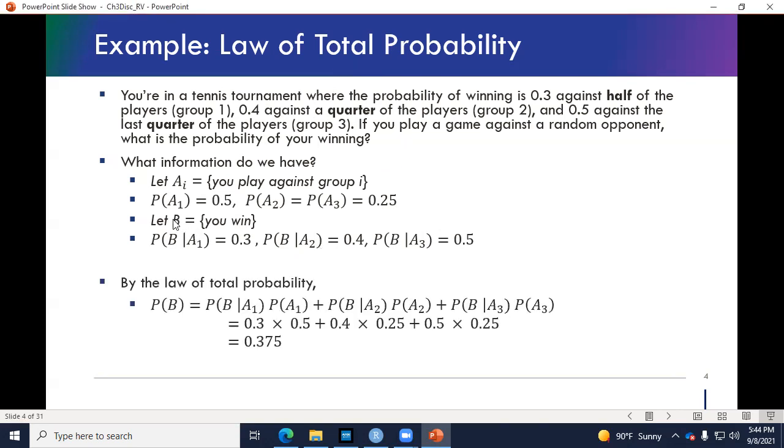So we want to calculate the probability of B. And we know from the law of total probability, we can decompose this probability of B by this sum of this multiplication of conditional probability with each of these conditional events.